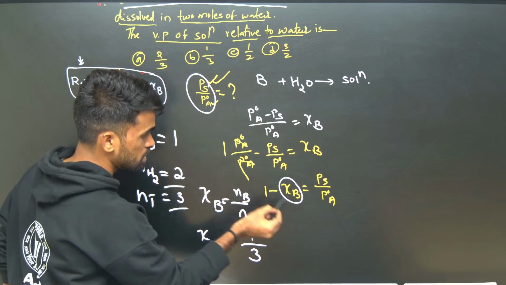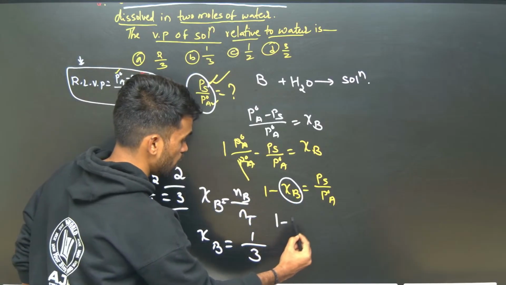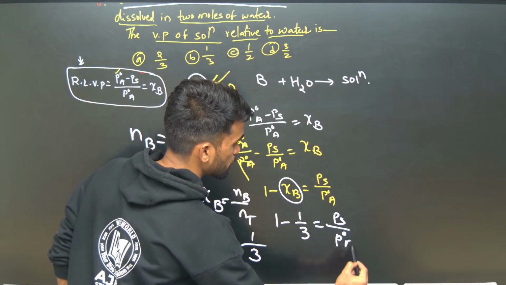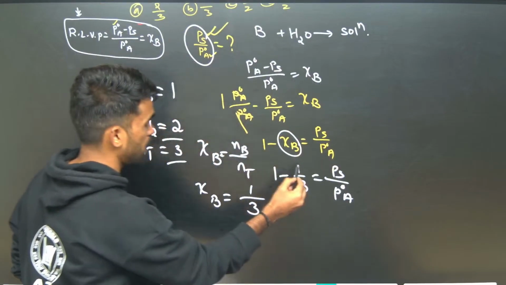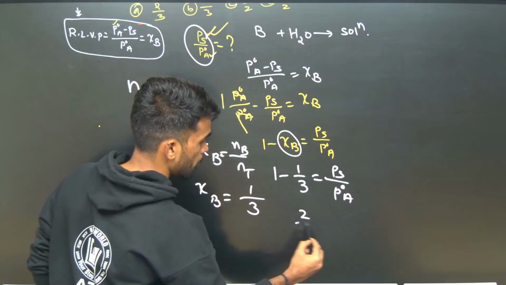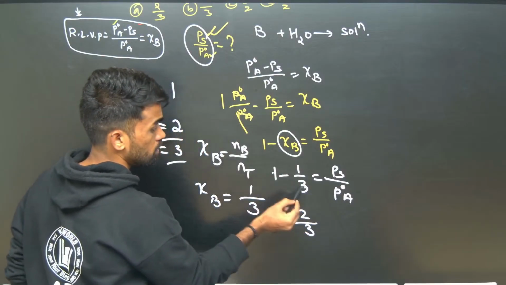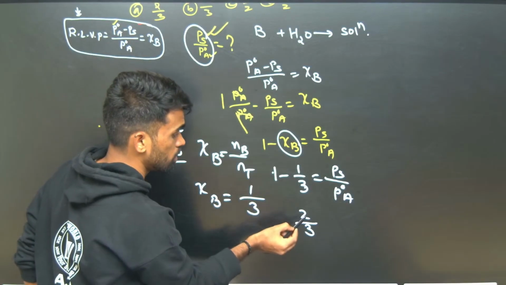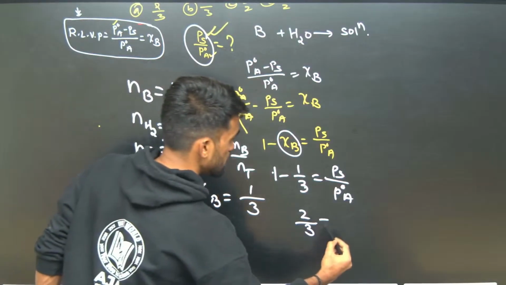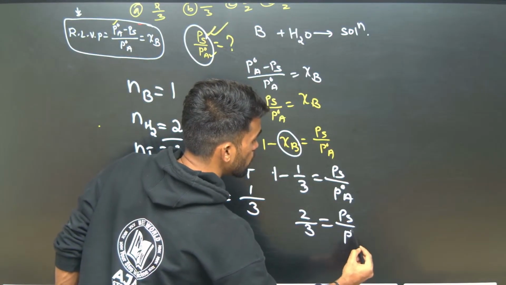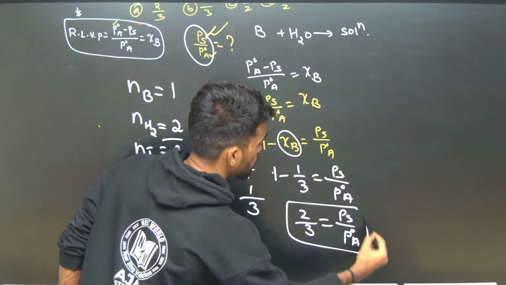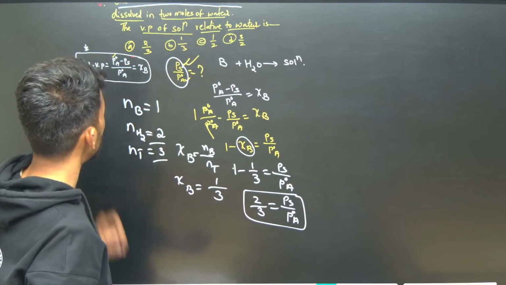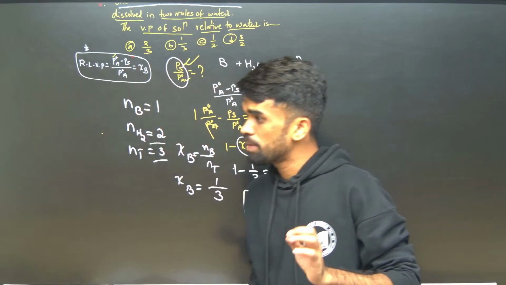So in place of this mole fraction of B, 1 minus 1 by 3 equals PS by P naught A. Okay, so try to simplify this. Take the LCM, you will get 3, 3 into 1, 3 minus 1, 2 by 3. This is the value of PS by P naught A. Yes, so this is your answer. So check for the options. Yes, we have 2 by 3, the first option, that will be our answer.